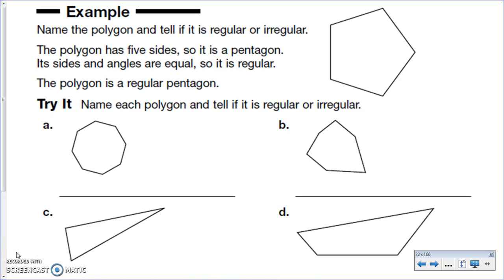So for the triad, we're going to name each polygon and tell if it is regular or irregular. For A, if we count all our sides, we have 8 sides, which means it's an octagon. All 8 sides are exactly the same length, so we have a regular octagon. For B, if we count our sides, we have 6 sides, so we know it's a hexagon, and the sides are not the same length, so we have an irregular hexagon.